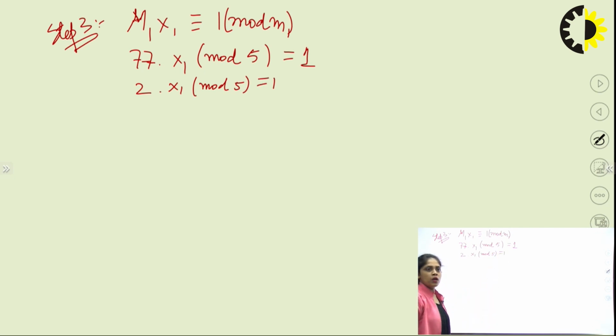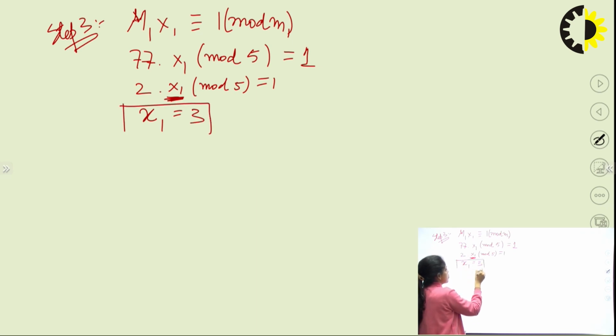All right. Now we will find out this value of small x1 in such a way that when we will multiply 2 with that value of x1, after taking the mod by 5, it will be equal to 1. So if we will multiply this 2 by 3, 2 3s are 6. When we will take 6 mod 5, then it will give 1. So we can say the value of x1 is equals to 3 over here.